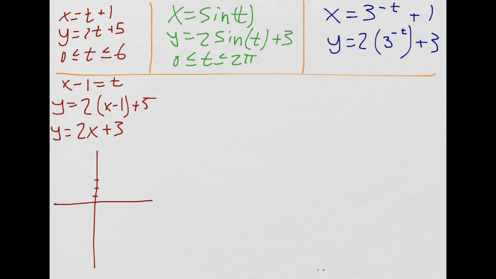But also, let's just plug some t values in and see what we get. So plug in 0, we get x equals 0 plus 1. So the first x value we get is 1. Plugging in 0 for t in y, we're going to get 5. So we get the point (1, 5). So we're starting up here.